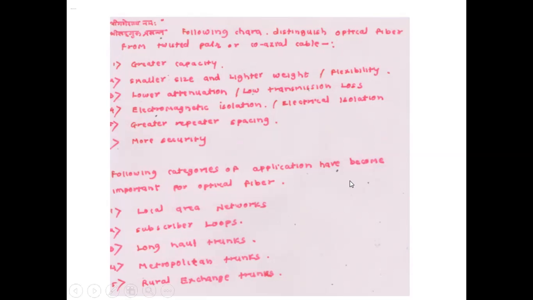The following categories of application have become important for optical fiber. For example, local area network, then subscriber loops, long haul trunks, metropolitan trunks, and so on. Long haul trunks and metropolitan trunks are used by the service providers as well as telephone exchanges for further communication. So these are the various categories of applications that have become important for optical fiber. One by one we will see.